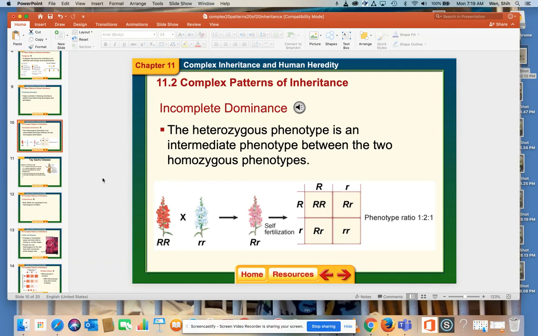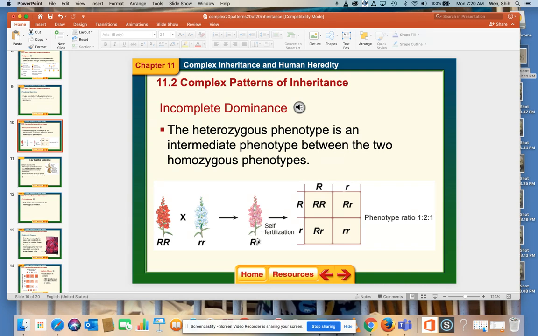What that means is that the heterozygous phenotype, this one right here, does not look like either one of the parents. So big R results in a red flower, little r results in a white flower, but instead of getting any red or white, instead you produce pink flowers. So it's more of a mixing or a blending of the two traits.